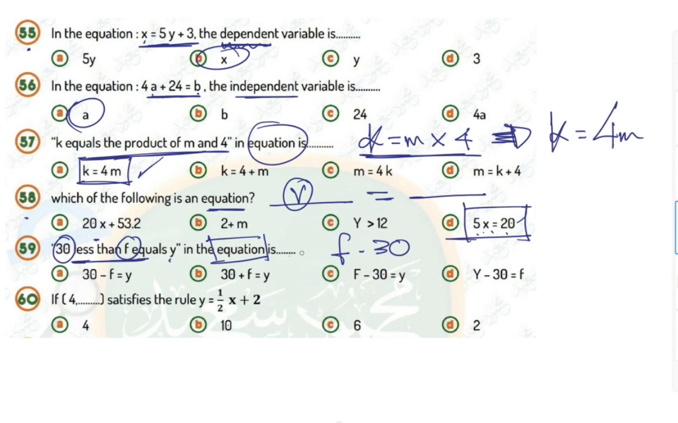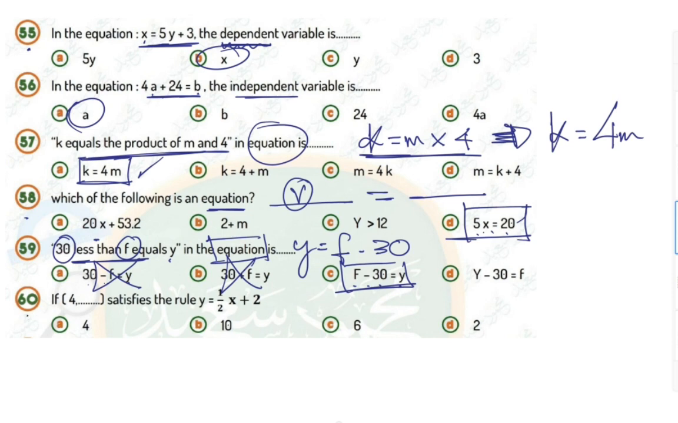Or write it with y on the left side. Look with me. Y equals f minus 30. Y equals 30 minus f? No. Y equals f plus 30? No. Y equals f minus 30, or f minus 30 equals y? That's the same.